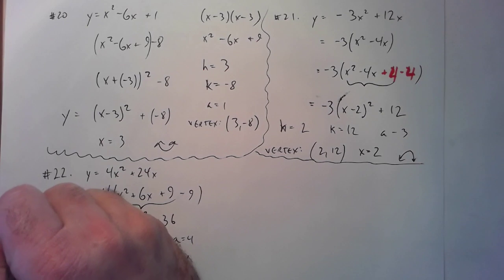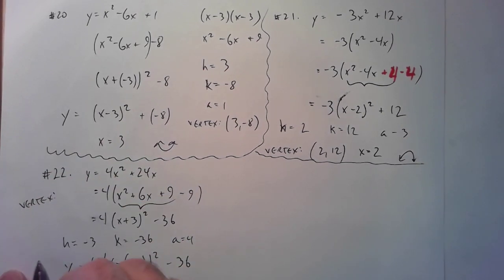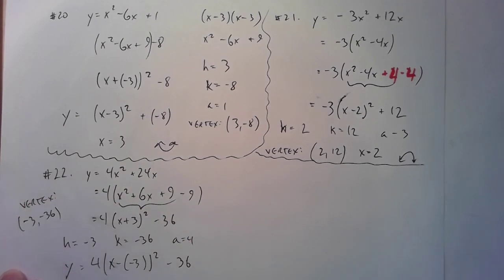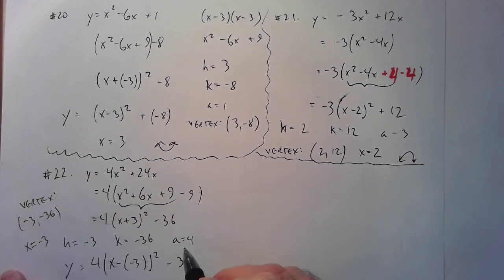Speaking of vertex, here's the vertex. The vertex is the point negative 3, negative 36. The axis of symmetry is the line x equals negative 3. And it opens up.